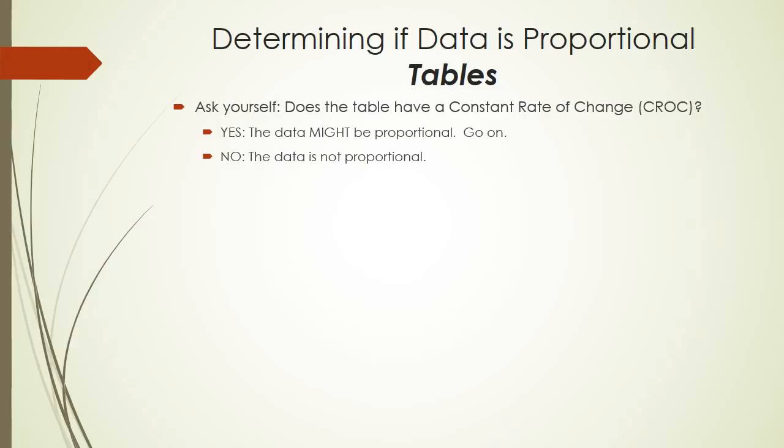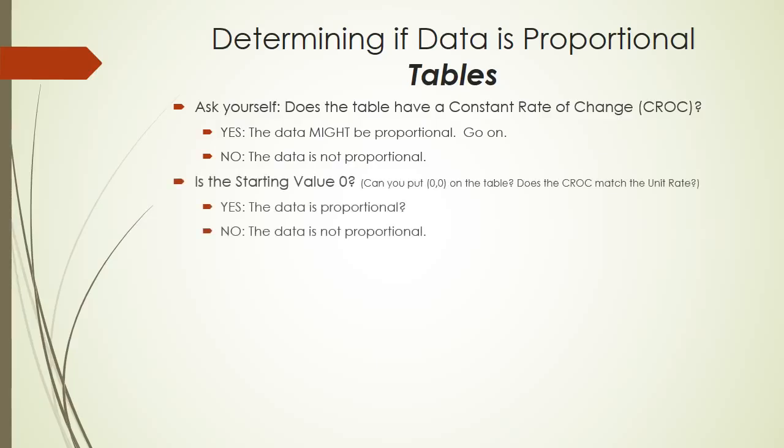The data is not proportional. If it was yes, we move on to ask ourselves, is the starting value 0? In which case, we need to check one of two things. Can I put 0, 0 on the table? So you could extend your table to see if 0, 0 is on there. Or I need to check, does the constant rate of change match the unit rate?